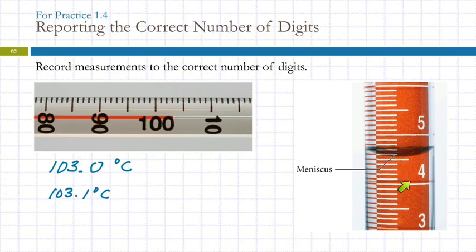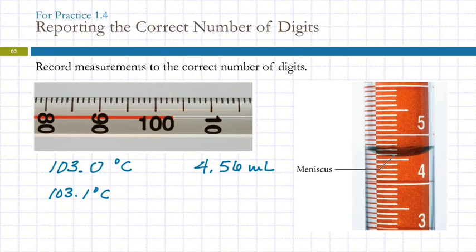So we look at this and we say, well, there's 4 and there's 4.5. This one's 4.6, but it's not quite that far. Do you agree with that? So it's 4.5, and then we need to estimate, because it's clearly above the 0.5. So you look at that, and what do you think it is? Somebody be brave. 4.56. That's fine. Anybody else?